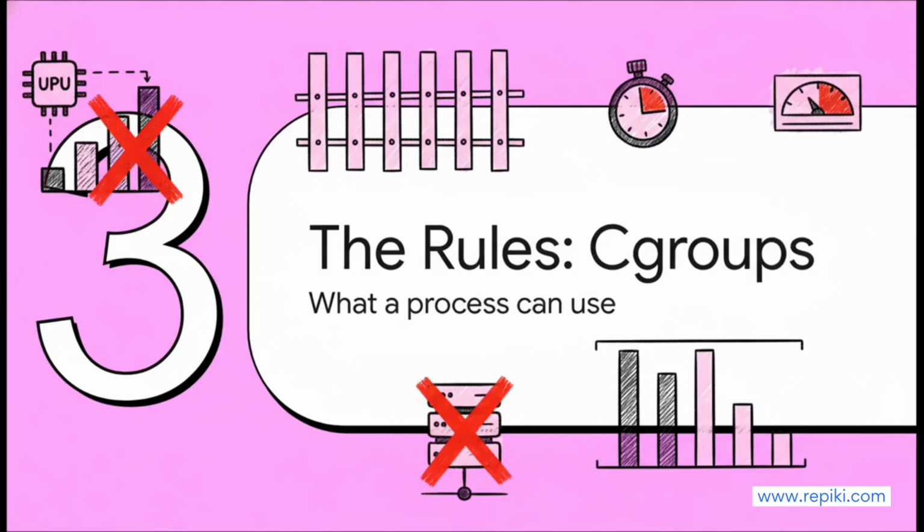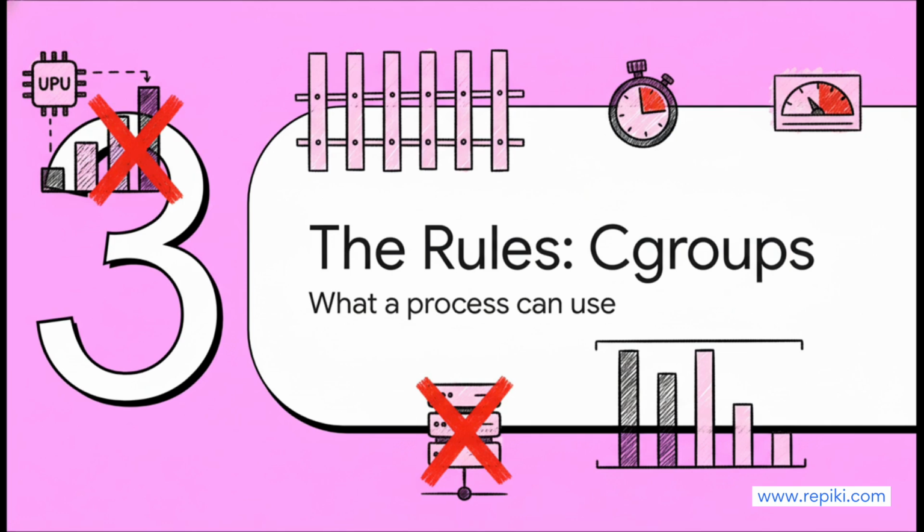So namespaces build the walls. They control what a container can see. But that's only half the story. I mean, a process that can't see anything could still go crazy and use up 100% of the CPU, right? Crashing the whole server. So we need some rules. And that's the job of control groups, or cgroups.